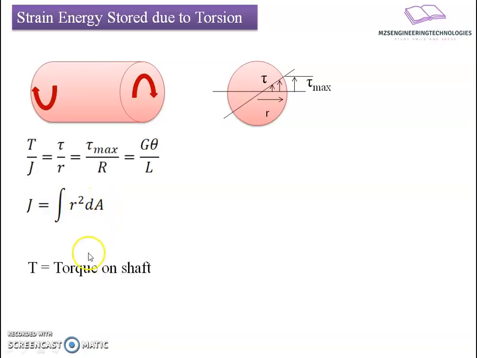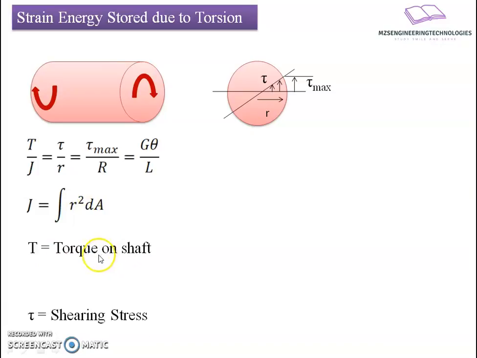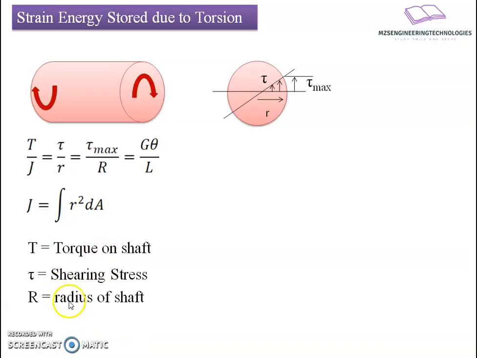Now let T be the torque on the shaft, tau the shearing stress, R the radius of the shaft, and theta the twist of the section, applied along the length of the member. L is the length of the shaft. Now I want to put this in terms of tau. We know that tau can be rewritten as T, the torque, times R, the radial distance, divided by J.